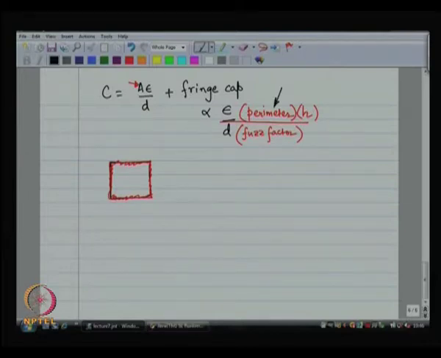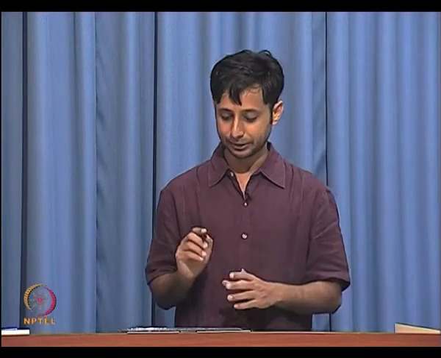Okay. If you want to make one capacitor double the other, then you have to make sure that the area is double as well as the perimeter is double. It is not easy. Okay. It is not easy to make sure that both area and perimeter are double.